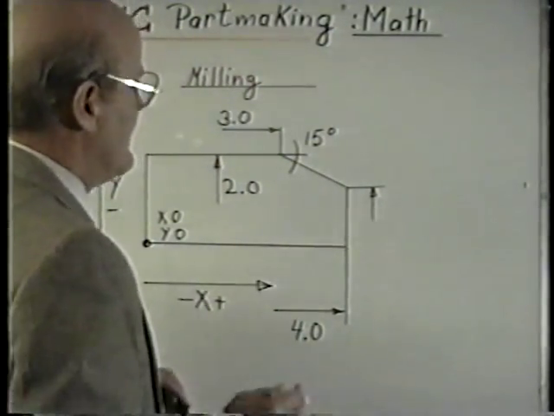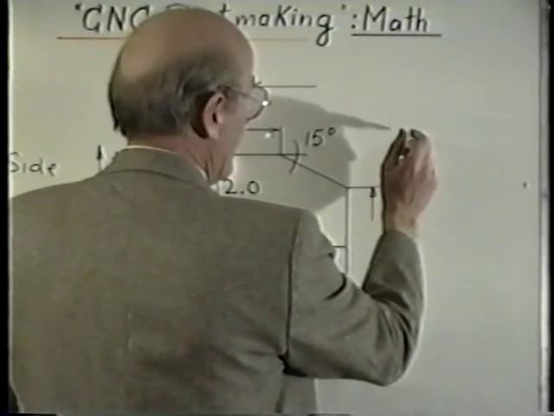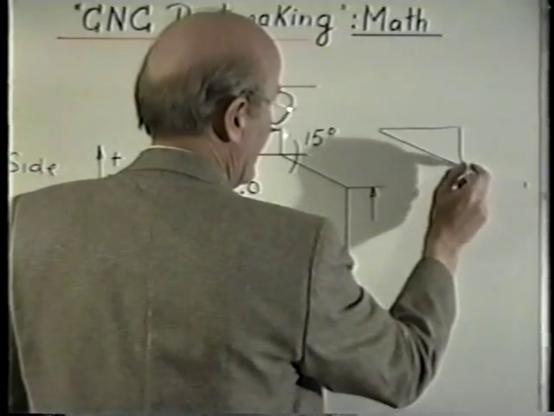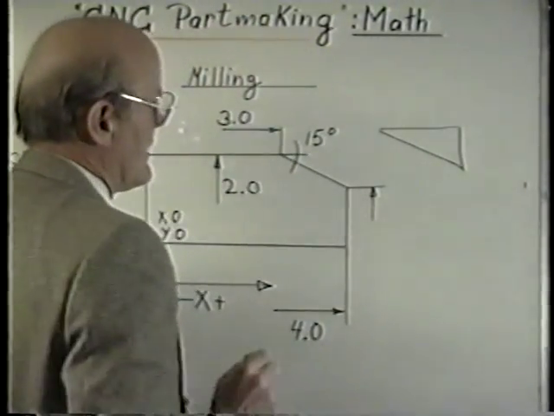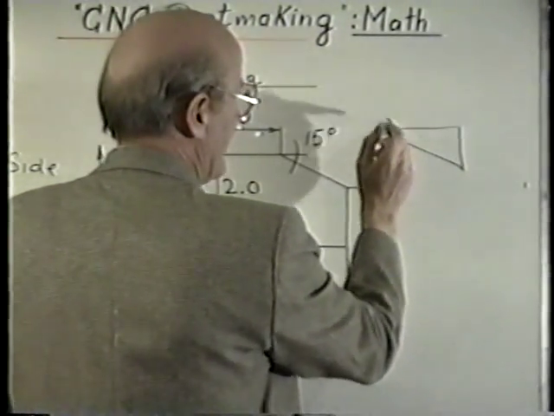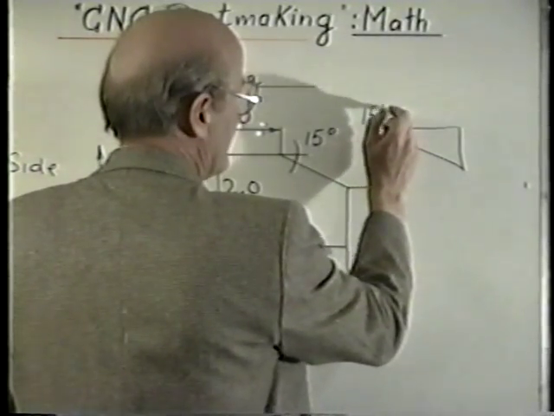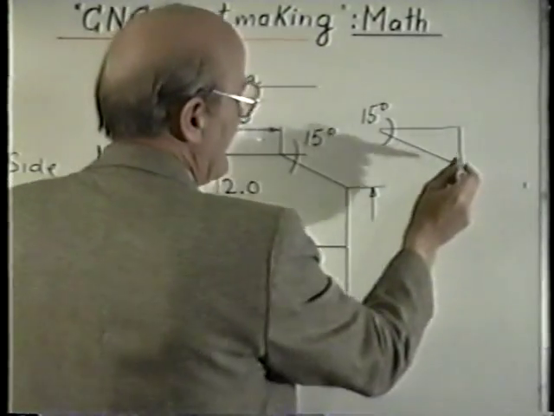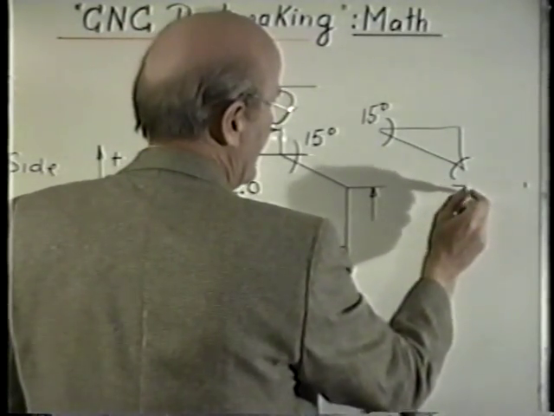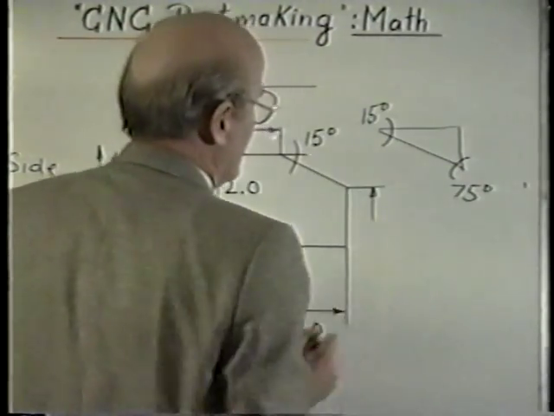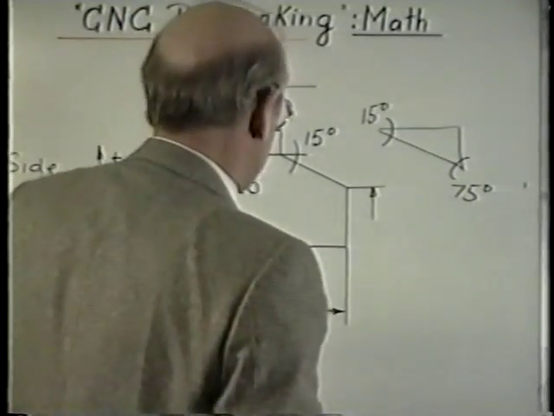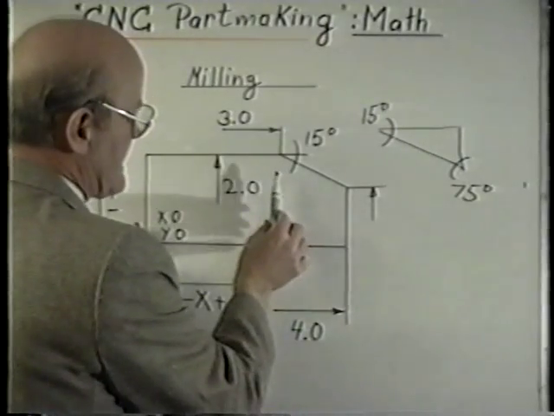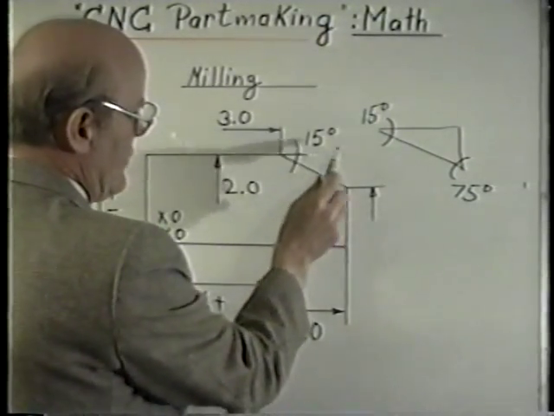Step number 1 is you draw a triangle. Just go over here and draw a triangle that looks like the triangle we have here in this part. That's our triangle. Now this angle right here is 15 degrees. And if the two small angles add up to 90, then this must be 75 degrees. Now I look for a known dimension. Overall this is 4. This starts at 3. This must be 1 inch.